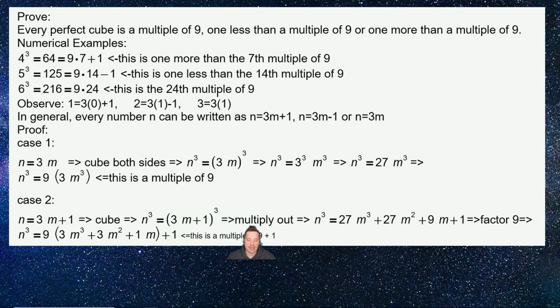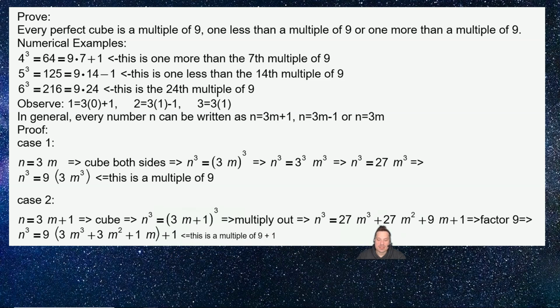So I have to multiply out. I'm going to show you how to do this. There's a rule for expanding cubes like this. We can look it up. In our particular case, it tells me that n cubed will be equal to 27m cubed plus 27m squared plus 9m plus 1. So I basically applied the rule for expanding cubed quantities. This is a cube of a binomial. 3m plus 1 is a binomial.